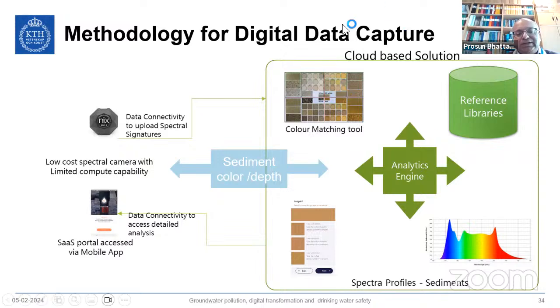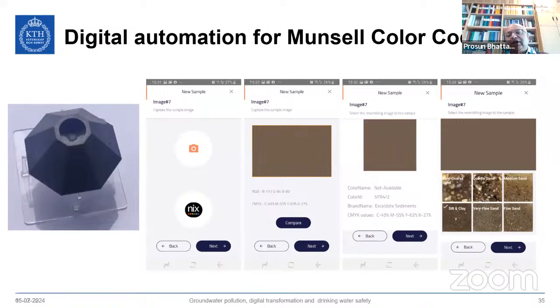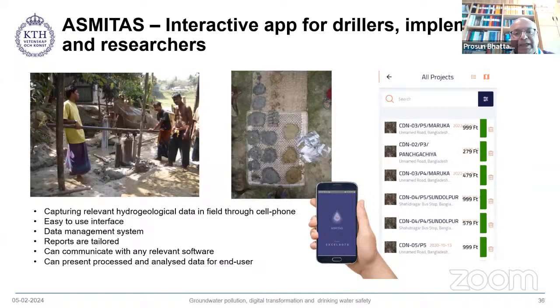We take the DISNIC sensors, which are now used for capturing the sediment color, and it is analyzed in a typical web-based analytical engine and compared with different reference libraries. This is again some sort of Munsell color coding based on the NIC sensor, and also including the grain size analysis, and then documentation. That is the most important part.